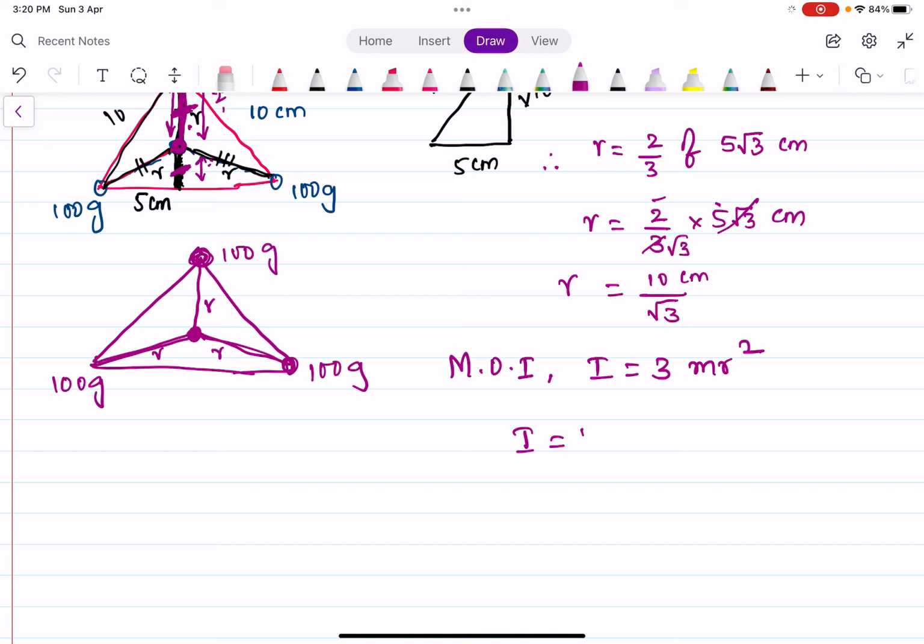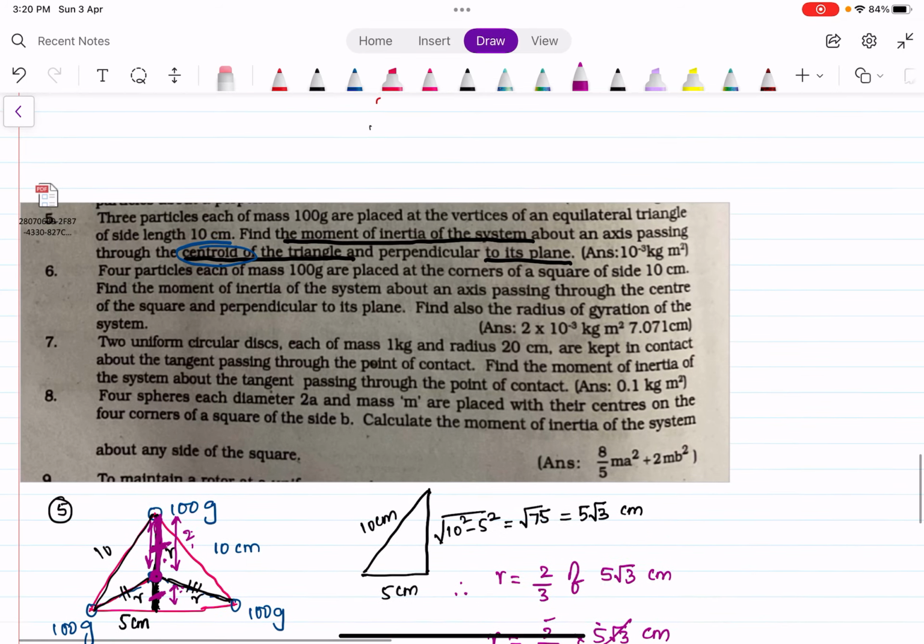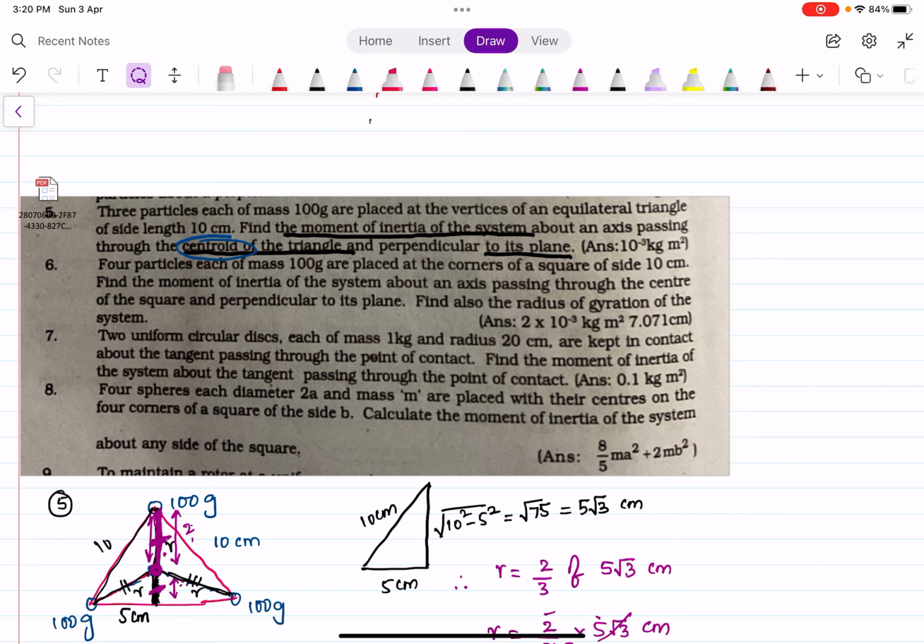Here, I is equal to 3 into m. m is how much? 100 grams, 100 into 10 power minus 3 kilograms, into R squared. R is how much? 10 by root 3, and 1 centimeter is nothing but 10 power minus 2 meters, whole squared. So by solving this you will get the answer in kg meter squared. Now I'm going to solve the next problem.